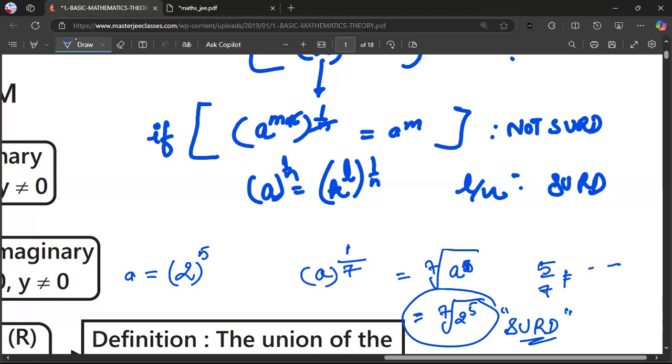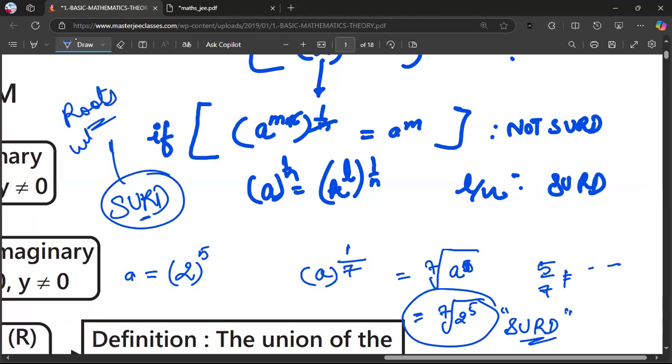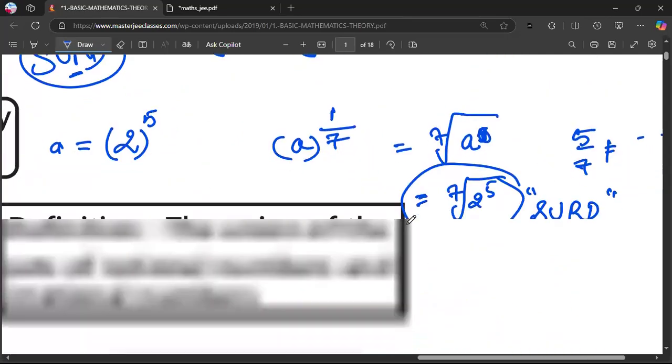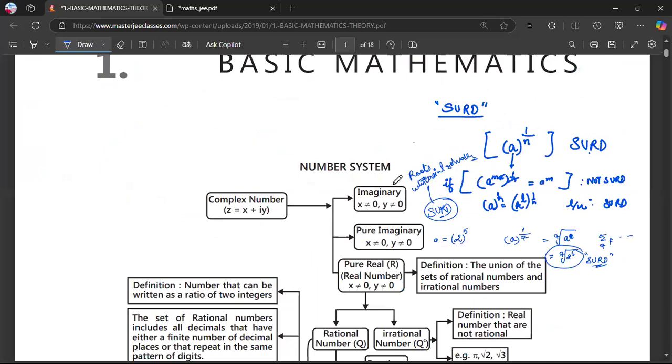Clear about surds? What are surds? Basically having square roots or any roots which are not solvable. Clear? Or should I give more examples? No, sir, clear. Yes.